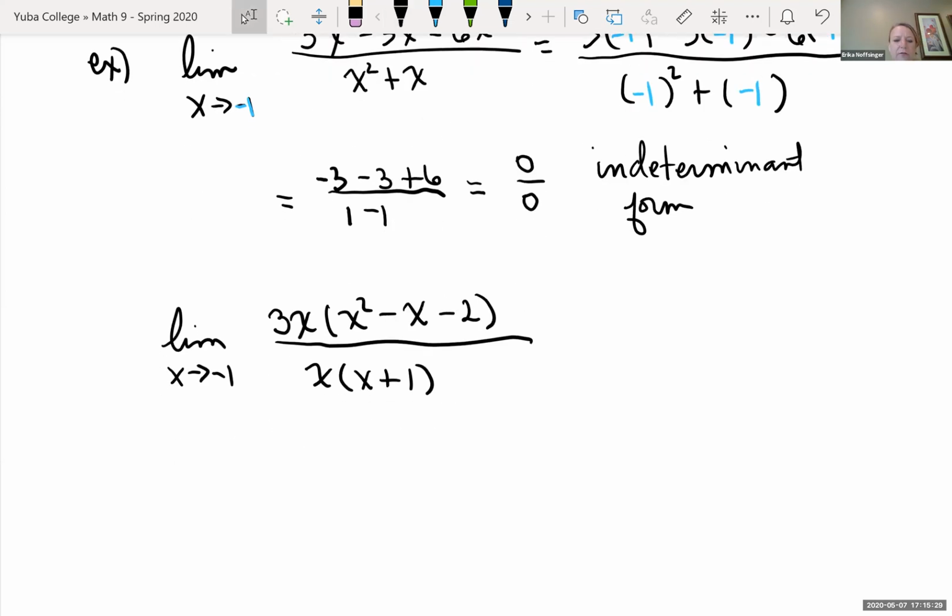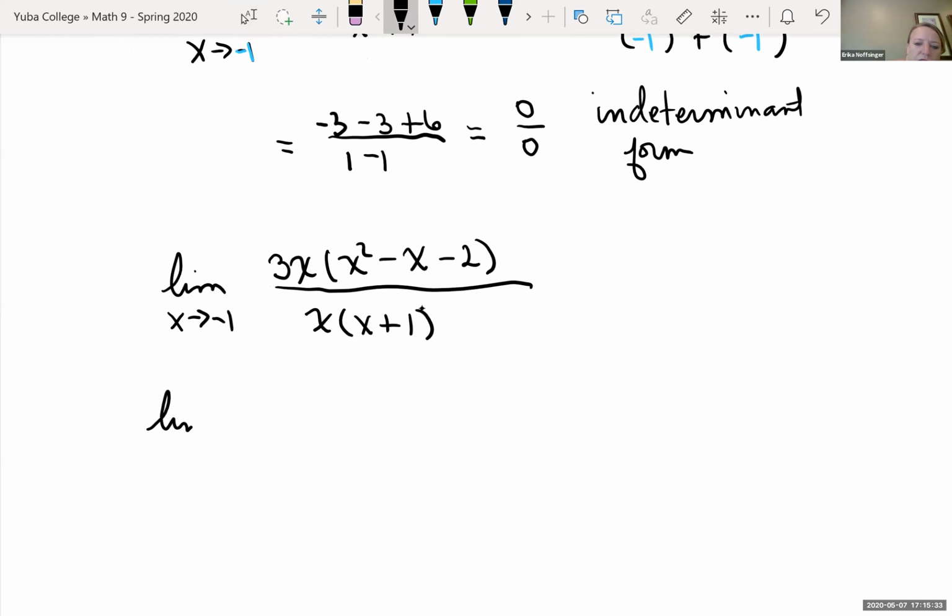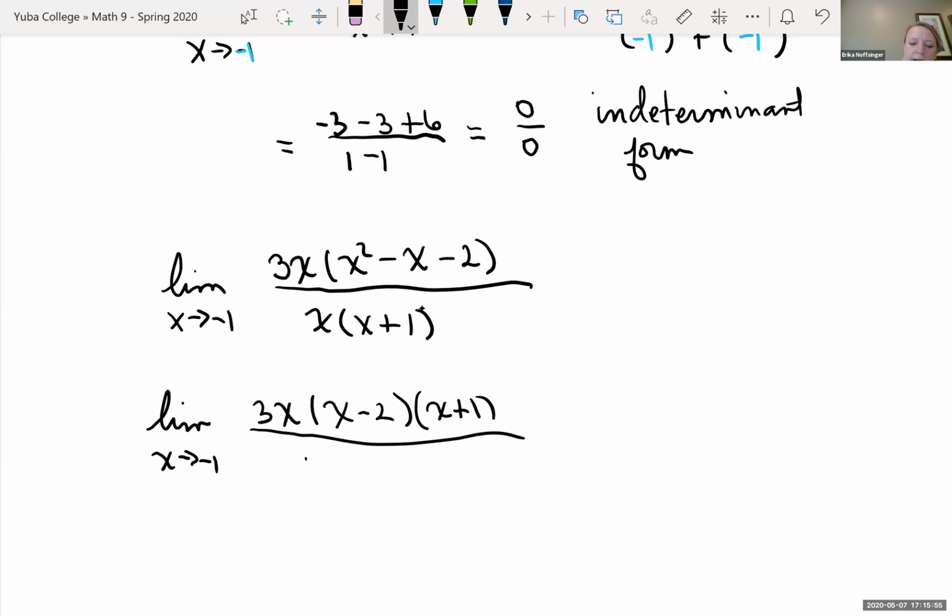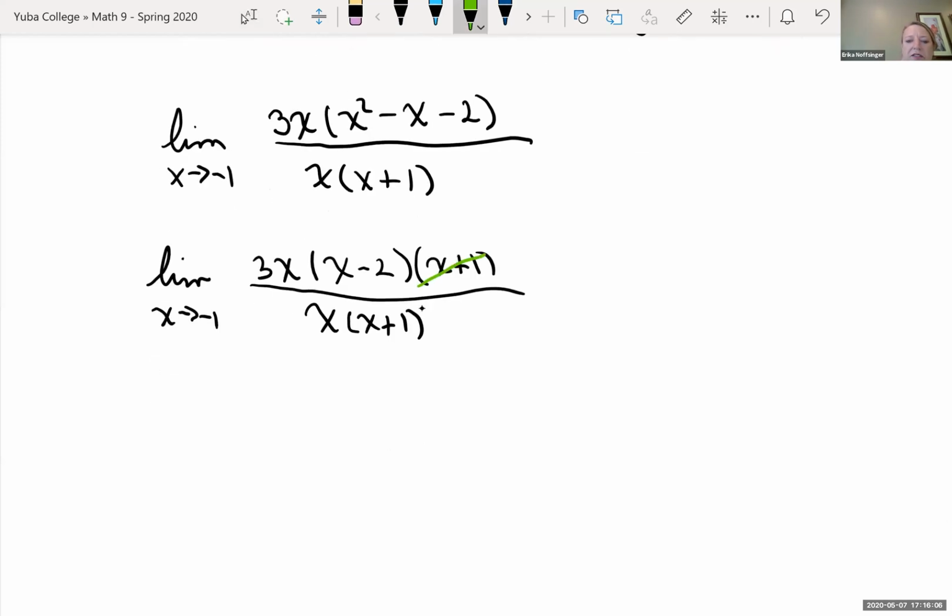I notice that I can factor a little further, because what's inside the parentheses in the numerator is factorable. There are two numbers that multiply to give us negative 2 and add to give us negative 1. That would be negative 2 and positive 1. So that parentheses factors as x minus 2 times x plus 1, all over x times x plus 1. Simplify, cancel like factors in the numerator and denominator. The x plus 1's cancel and the x's cancel. So we're left with the limit as x is approaching negative 1 of 3 times the quantity x minus 2.